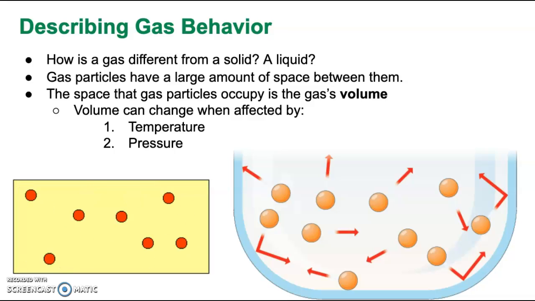So if you look at that picture with the red moving balls all over the screen, the confines of that yellow rectangle are the amount of space, the amount of volume that gas is allowed to take up. Notice that those particles are filling all of the volume, all of the space that they're given.